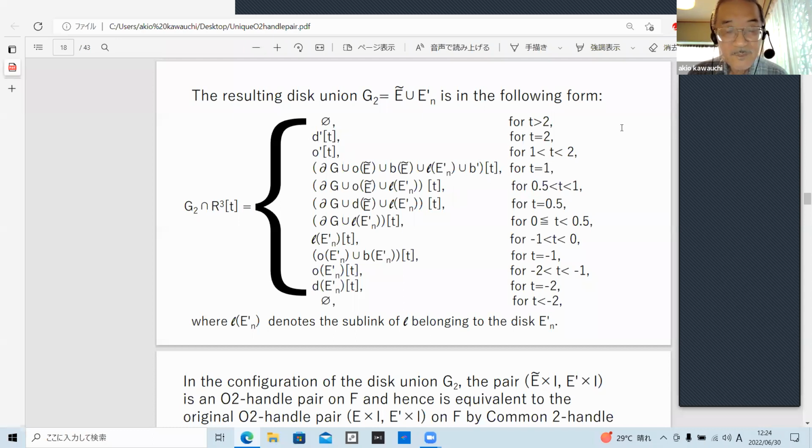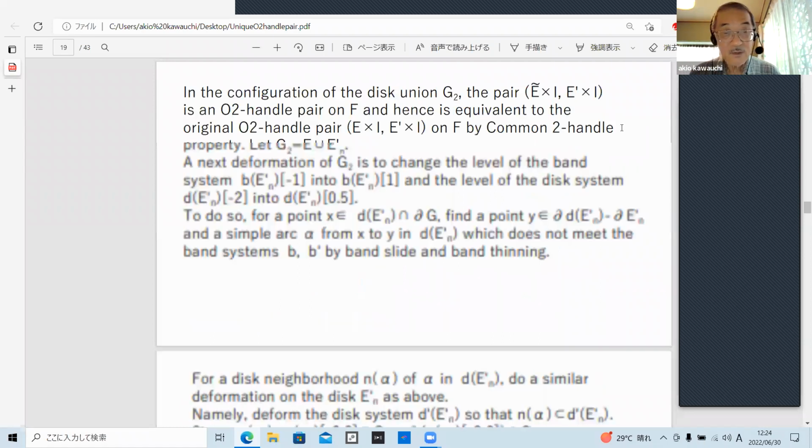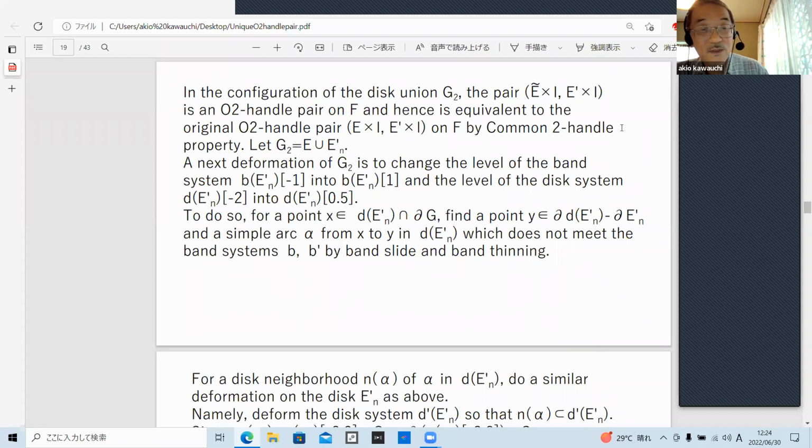Anyway, the surface is just a deformation of this one. In this case, E tilde cross I and E dash cross I, the pair is also a handle pair, and E dash cross I is the same one. So by the original common two-handle property, this handle is equivalent to the original one.